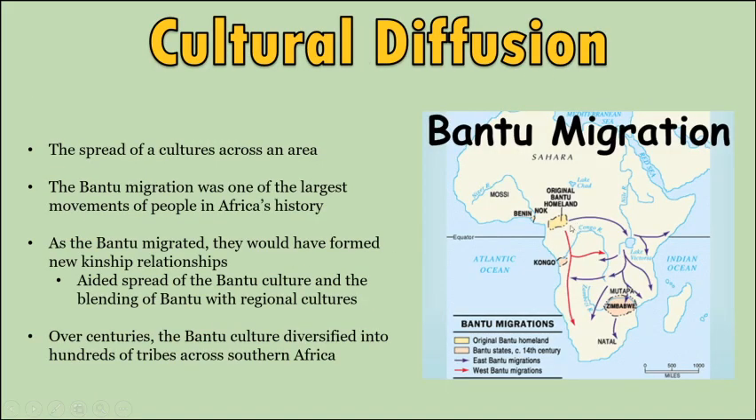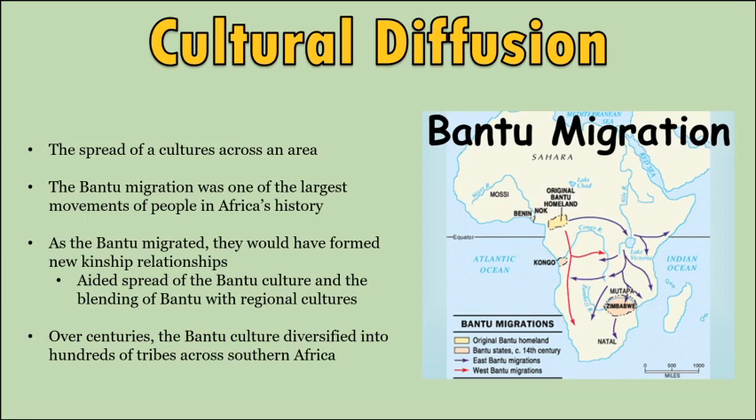So if we look at this Bantu migration map, we can see how one group headed south and one group headed east and then south again. So this spread the Bantu culture across a huge area in sub-Saharan Africa. And this is one of the largest migrations of any African people in history.